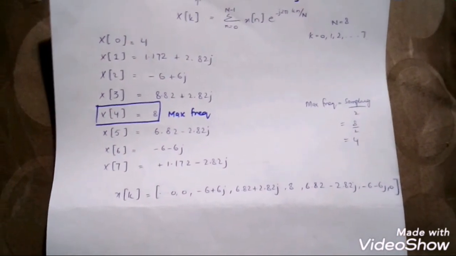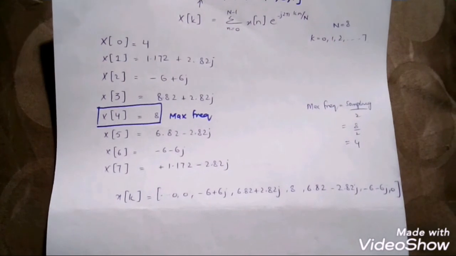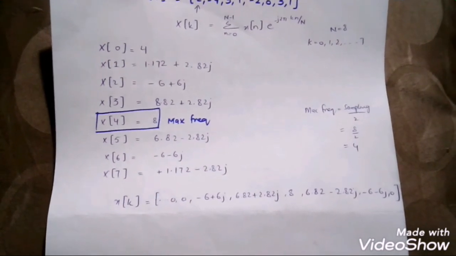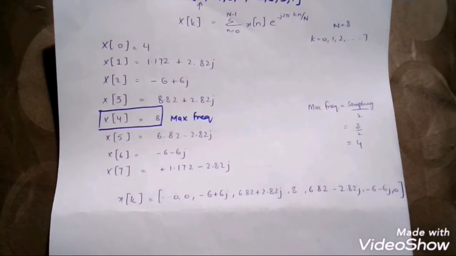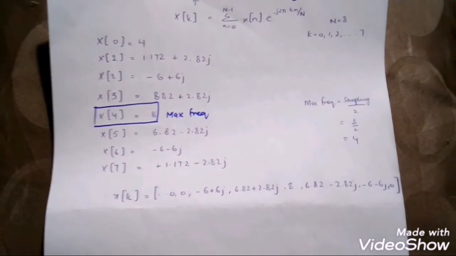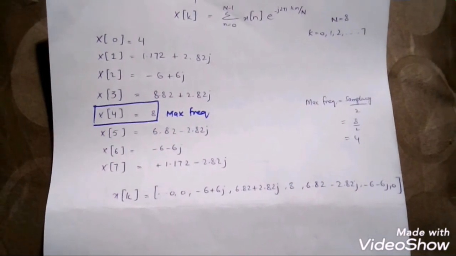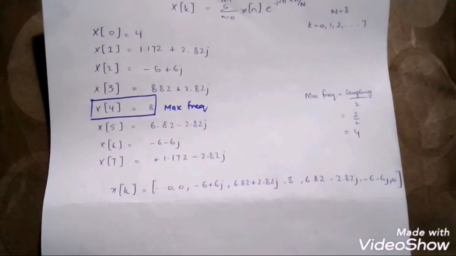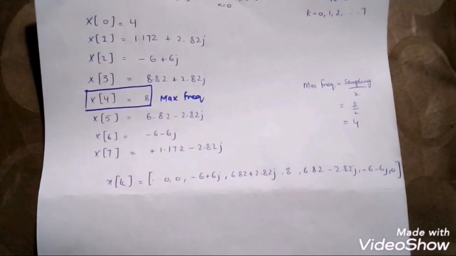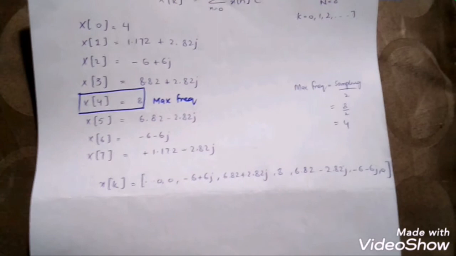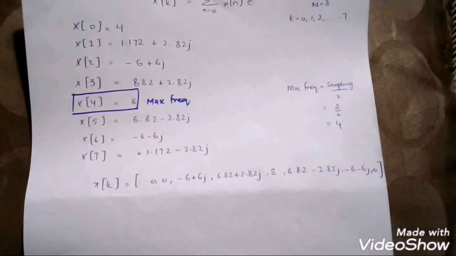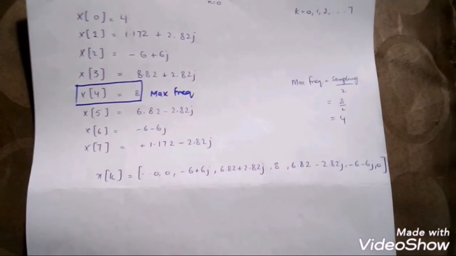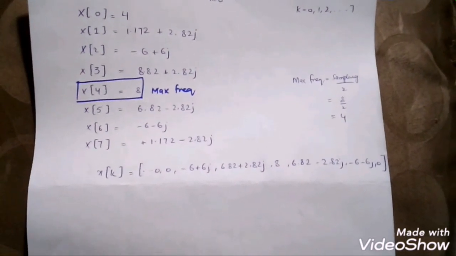So the values before the maximum frequency, here we can see that 4, 1.172 plus 2.82j, minus 6 plus 6j and 8.82 plus 2.82j. But after the maximum frequency, there are conjugates of the values that are before the maximum frequency. So finally X of k is equal to 4, 1.172 plus 2.82j, minus 6 plus 6j, 8.82 plus 2.82j, 8, 8.82 minus 2.82j, minus 6 minus 6j and 1.172 minus 2.82j.